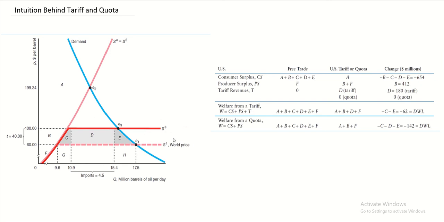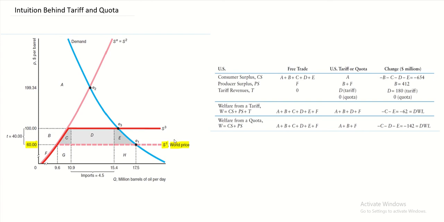So I'll begin by talking about the free trade scenario. Under the free trade scenario, we have the world price, which is showcased by this dashed pink line over here, S1, and the price is $60 per barrel in the free trade situation.